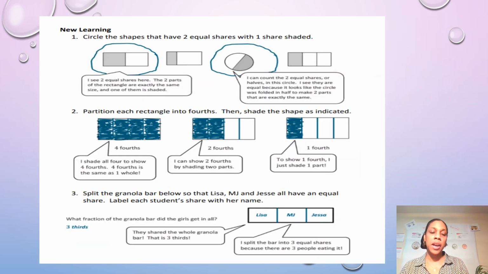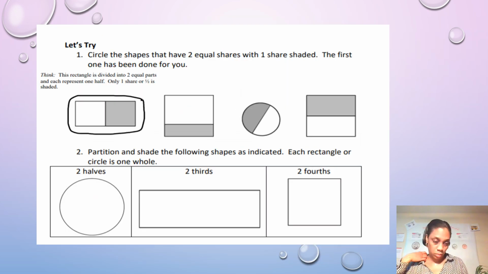This anchor chart here helps us to understand that fractions are equal parts and that when we partition them, how to best read them. This part, the let's try it part, says that I'm going to circle the shapes that have 2 equal shares with 1 share shaded. The first one has been done for you. So remember, it has to be equal. When I look at this one here, this one tells me that these are 2 equal. That's why it was circled.